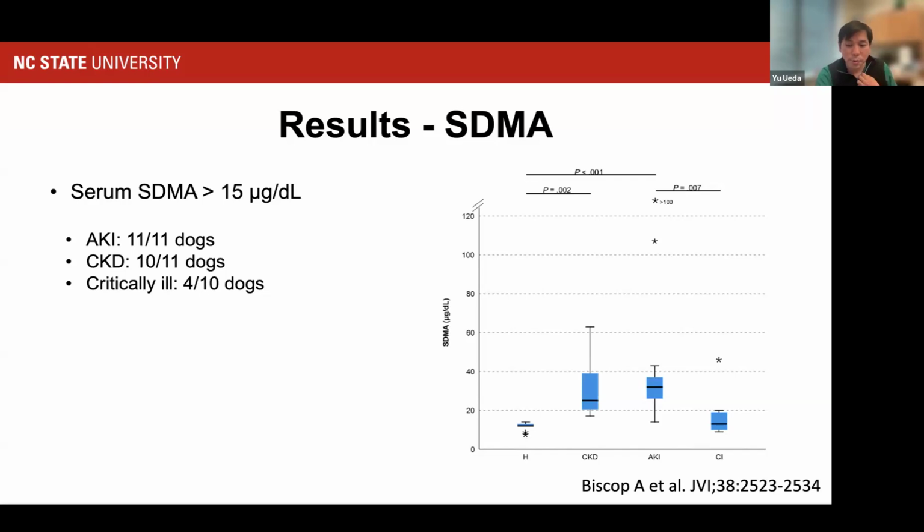Then this AKI group had a significantly higher SDMA concentration compared to the healthy groups. But like I said in the previous studies, the AKI group and the CKD group, their SDMA concentrations were not significantly different. Again, same as the NGAL, serum SDMA was not able to differentiate AKI and CKD based on their SDMA concentration.